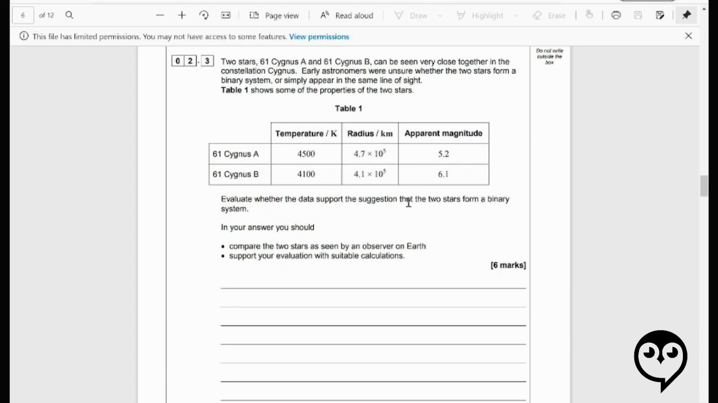Evaluate whether the data supports they are a binary star system. Okay. What should we do? It says we should compare the 2 stars as seen by an observer on Earth. Okay. So that means absolute magnitude, not apparent magnitude, I would imagine. And then support your evaluation.